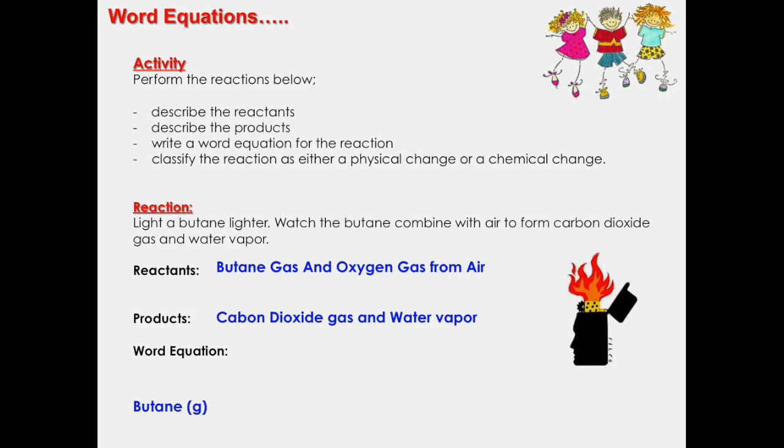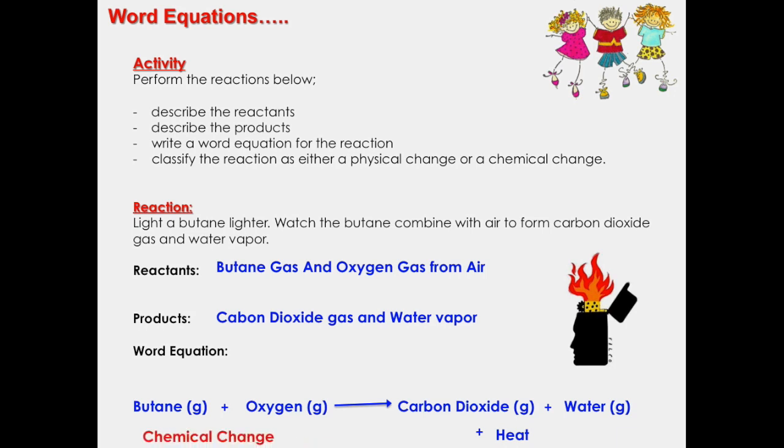The word equation will be butane as gas, we can use a G for indicating that it's a gas, plus oxygen as gas, produces or yields, as we call it in chemistry, carbon dioxide as gas, and water vapor or steam. It also produces heat. According to this, you can see that this reaction is actually a chemical change.